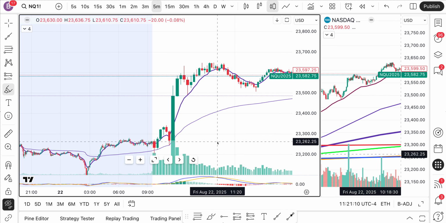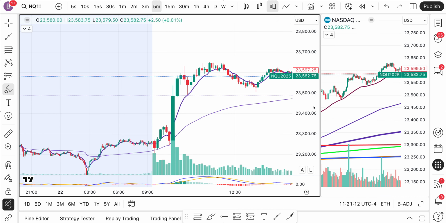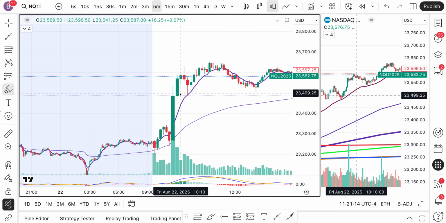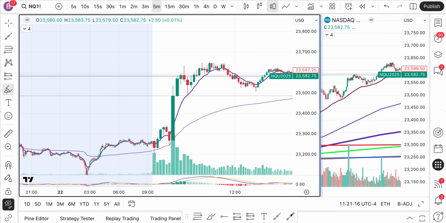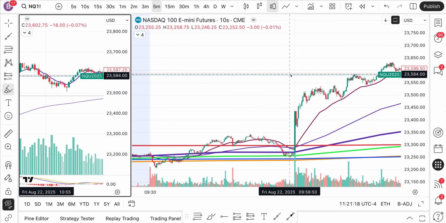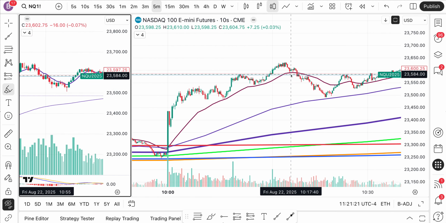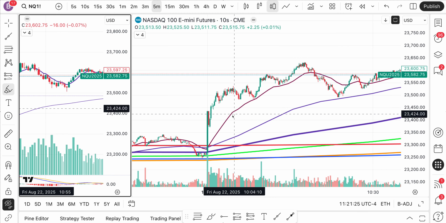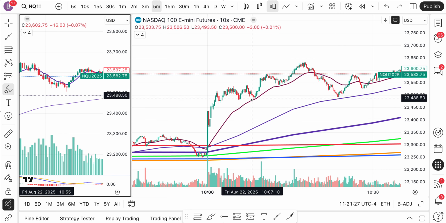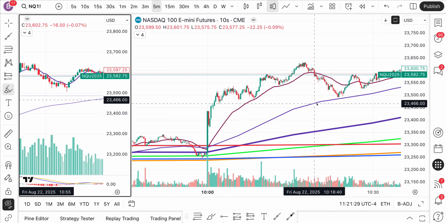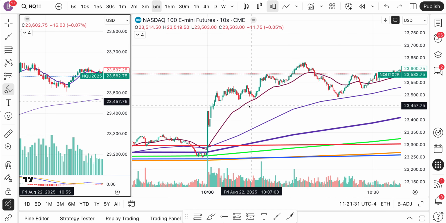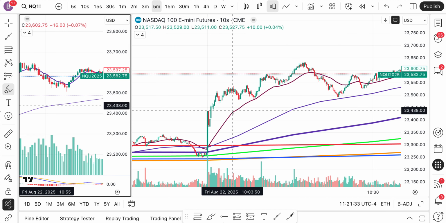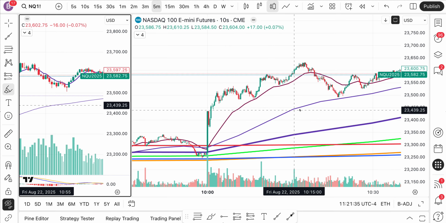The indicators I've got on my chart today are, this is a 5-minute chart, by the way, and this is a 10-second chart, on TradingView. The indicators that will come into play are the 1-minute 8 EMA and the 5-minute 8 EMA. 1 minute in maroon, 5-minute in purple.